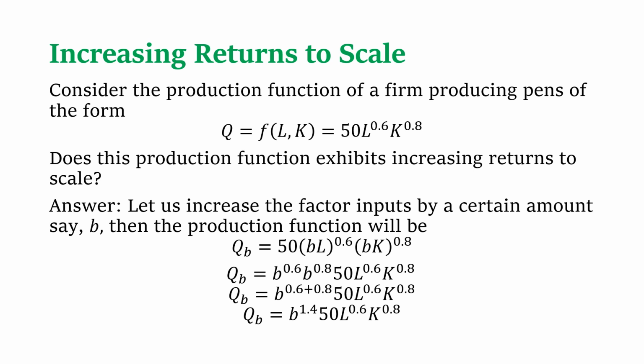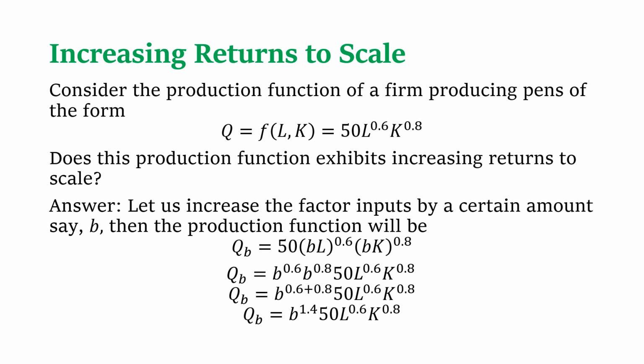Now we are going to expand this bracket. So we have B to the 0.6 multiplied by B to the 0.8, times 50 L to the 0.6 K to the 0.8. And then we have B to the 0.6 plus 0.8. If we add those two, 0.6 plus 0.8, we're going to have 1.4. And then we have B to the 1.4, 50 L to the 0.6, K to the 0.8.